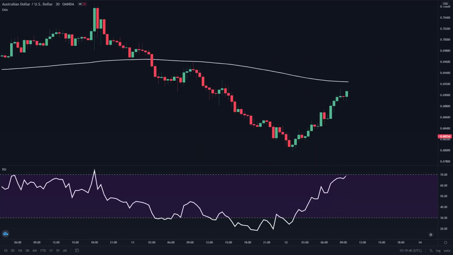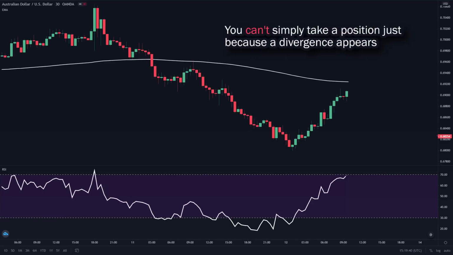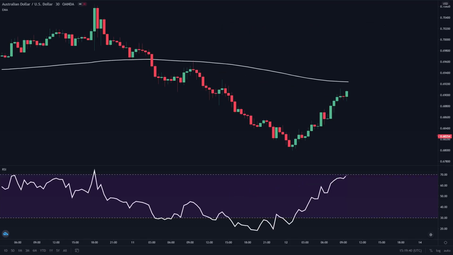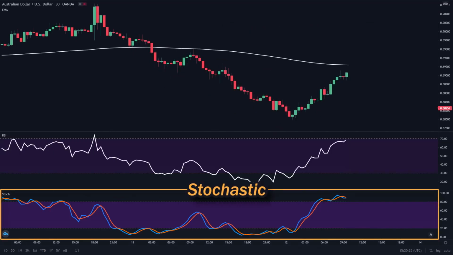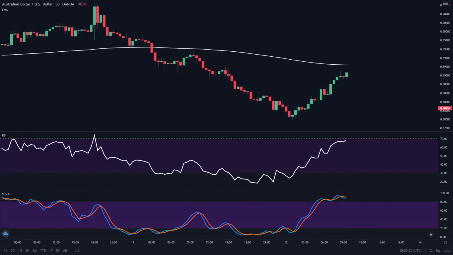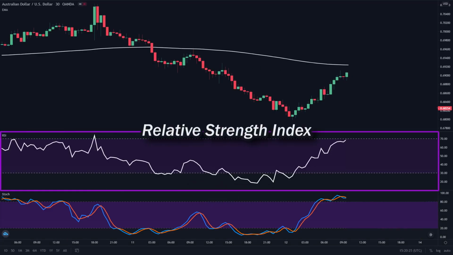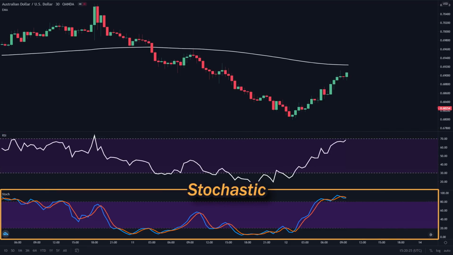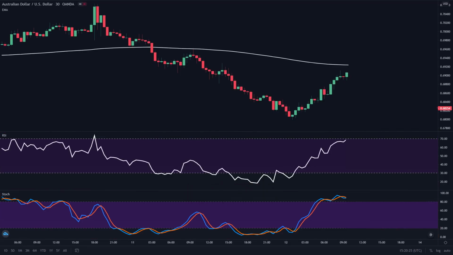Now, an important rule that you need to remember when trading divergences is you cannot simply take a position just because a divergence appears, because it doesn't guarantee that the continuation pattern will form. That is why you need to use another indicator to further confirm your analysis, and you can do that by using the stochastics. And this brings us back to the first part of the video, which is the 200 EMA, RSI, and stochastics combination.